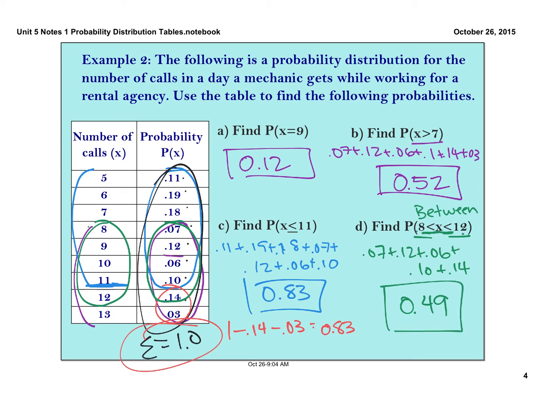And then you just have to pay attention, is it inclusive or not? These ones were inclusive, meaning we wanted the 8 and the 12. Sometimes they're not inclusive, and then we'd only go from the 9 to the 11. But it just depends on what the inequality symbols look like.